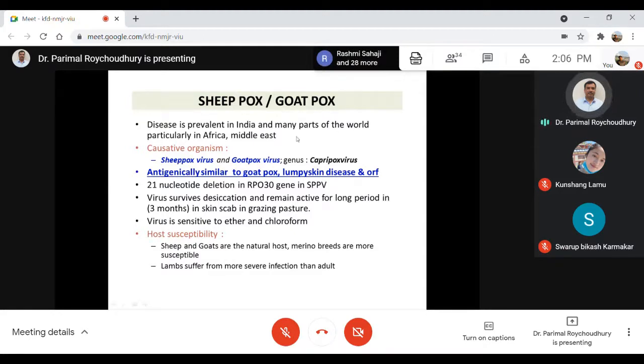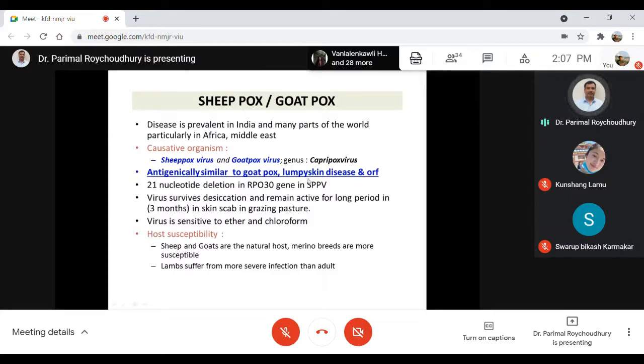So a clinically indistinguishable disease is produced, and we talked about the 2014 and 15 outbreak in the wild serows in Mizoram. Large scale mortality we could record because of this goat pox infection. So these three infections, sheep pox, goat pox, lumpy skin, as well as ORF, are antigenically similar. Lumpy skin, sheep pox and goat pox are so similar that they can cross protect each other.